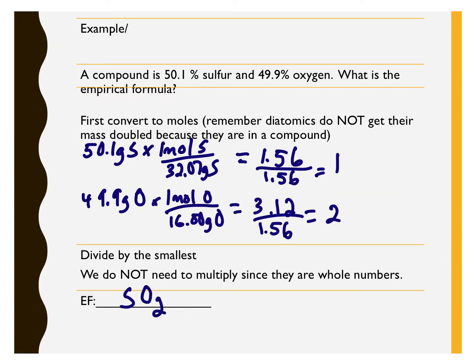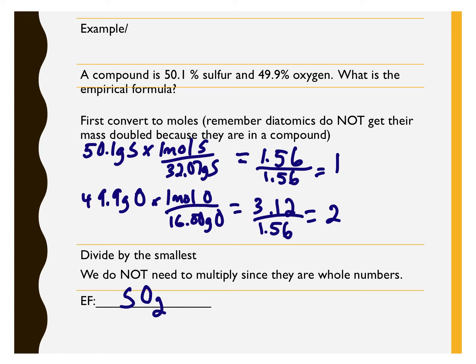All right, so follow along with me with your calculator here. In this first one, 50.1 grams of sulfur and 49.9 grams of oxygen. We're looking for the empirical formula. The first thing you need to do is get your periodic table, and you're just going to do a simple gram to mole problem here.